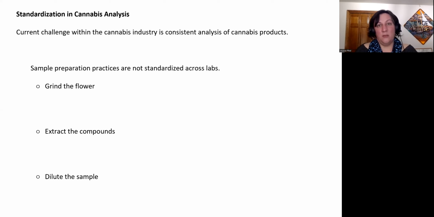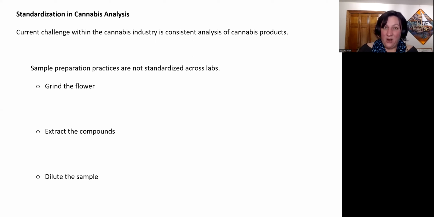And this can have a huge impact on what is being read for the potency of a product. So when you're preparing these samples, and we're going to think about this from the perspective of just cannabis flower, that flower needs to be ground up and then the compounds extracted from it. We've been talking about this extraction process to make cannabis concentrates, but this is also the process you would do to figure out what exactly is in that plant.